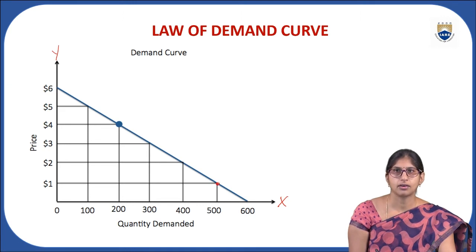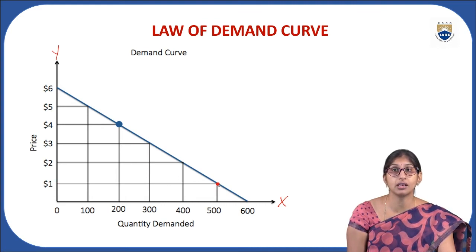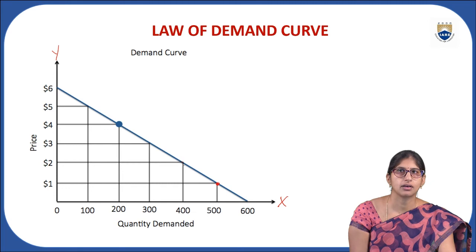So 500, right? Here the price is $1, we are going to buy 500 units of quantity. And if the price has increased to $2, quantity demanded has decreased to 400. This is quantity demanded, right? And now when the price has increased to $3, then quantity demanded has decreased to 300. This is our next point.